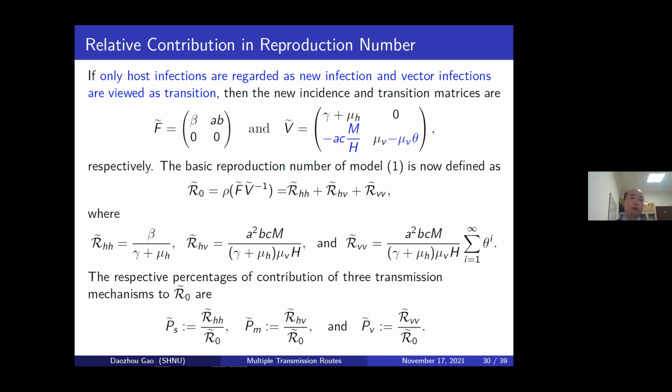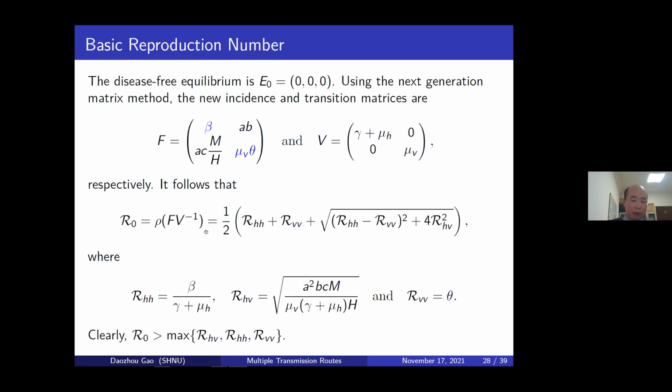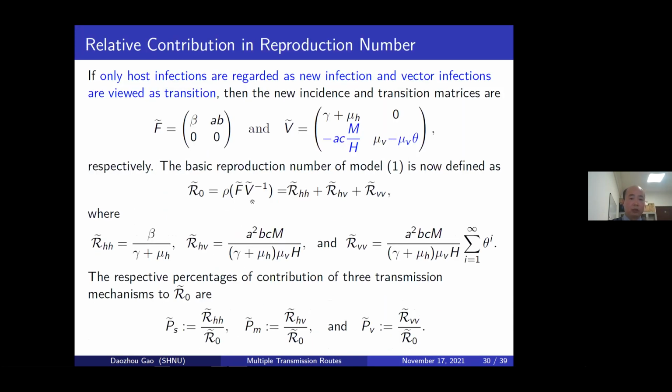Then we want to study the relative contribution of each transmission route to the reproduction number. Let's go back to the previous R0. You can see the R0 is a mix of RHH, RVV, and RHV. It's very difficult to figure out the contribution of each transmission route from this R0. So then we try to define a new R0.